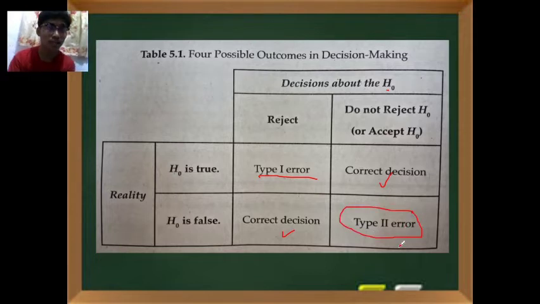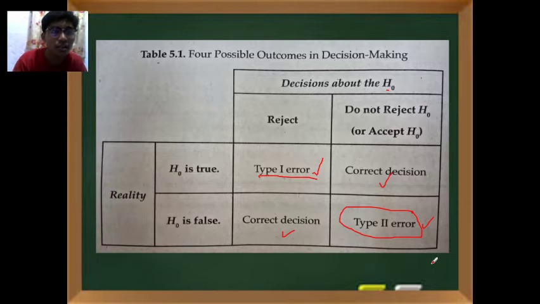I hope you all got that. So we have two types of errors, type 1 and type 2. You commit a type 1 error when you reject the truth. And if you accept the false, or a lie, you are committing a type 2 error. I hope you all get my point.